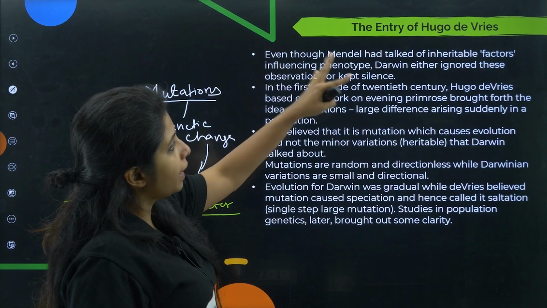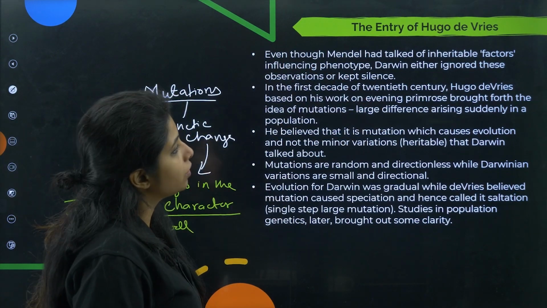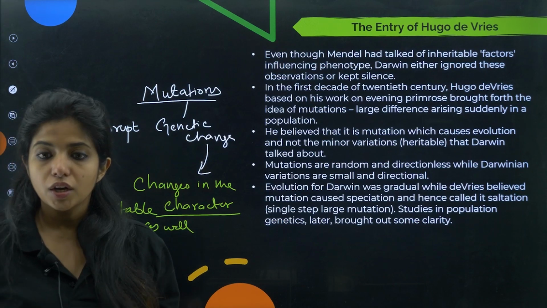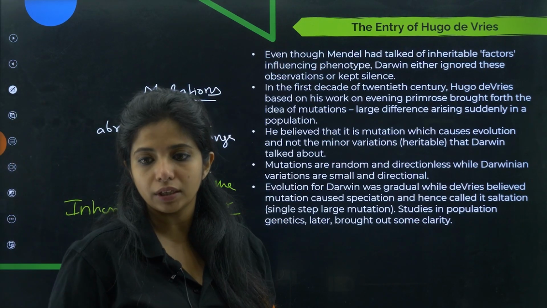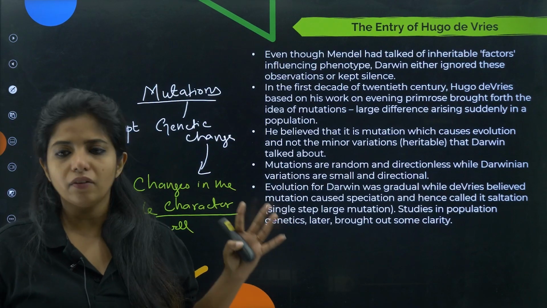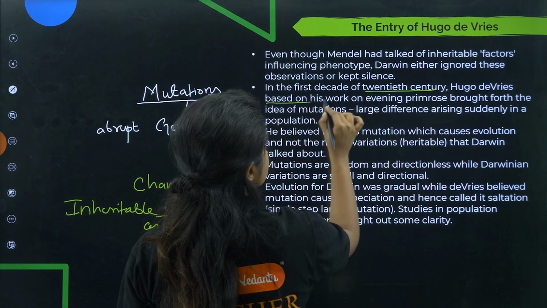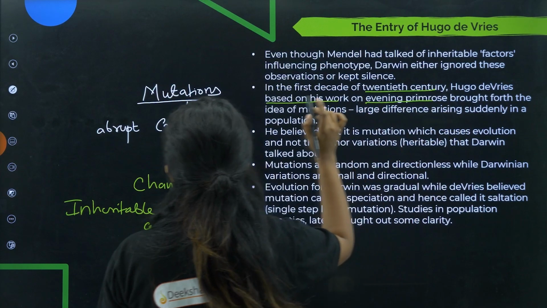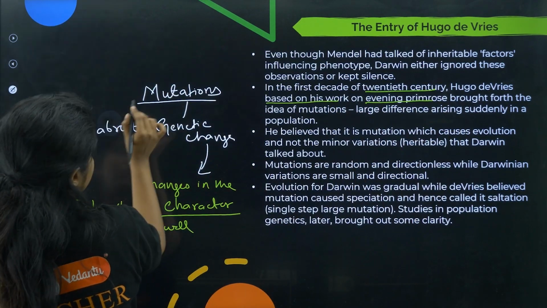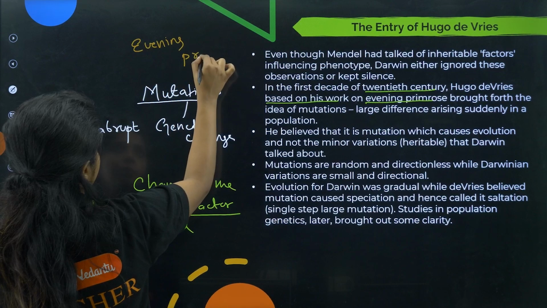Now, even though Mendel had talked of inheritable factors influencing phenotype, Darwin either ignored this observation or kept silent. So even though Mendel was talking about genetics, Darwin was probably not keenly interested, and that's how something might have gone wrong. So in the first decade of the 20th century, Hugo de Vries, based on his work on the evening primrose, what was the thing he was working on? Please remember it. It was evening primrose.